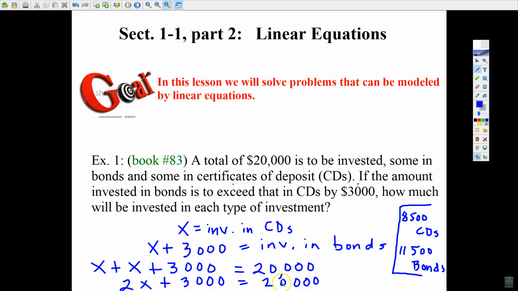Two X is 17,000. I'm really running out of space, but I'll come up here and continue. 2X is 17,000. X is 8,500. And we're talking about dollars here. So we know that we must have invested 8,500 in CDs.